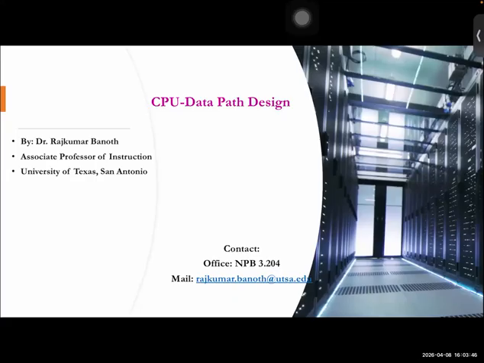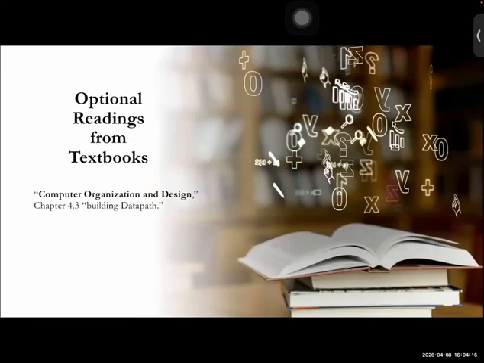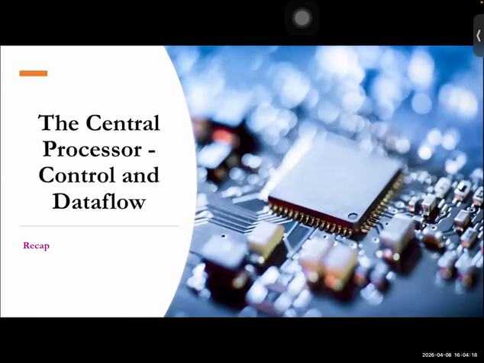In this data path design, we are going to recall the central processor, the CPU, and how it controls the data path and how the data flows. Then we will discuss the data path design and implementation, and then the single cycle data paths, and then we merge all the single cycles together. That gives the multi-cycle data path. So in this, our interesting part is to talk about the central processor's control and data flow.